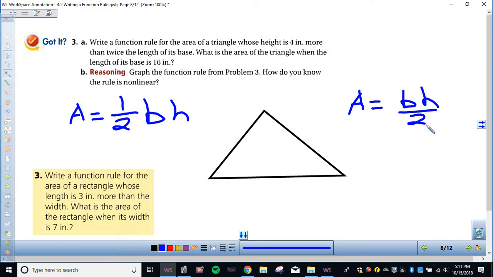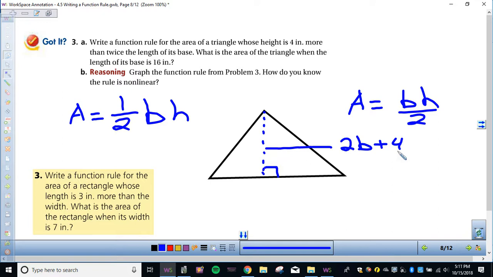So the height is a dotted line that goes from the base directly vertical, creating perpendicular lines between the base and the height. They say a triangle's height is 4 more than twice the length of its base. So 2b, twice the length of the base, we're multiplying the base times 2. And it's 4 more than, so more than means addition. So 2b plus 4. That's the equation for the height.